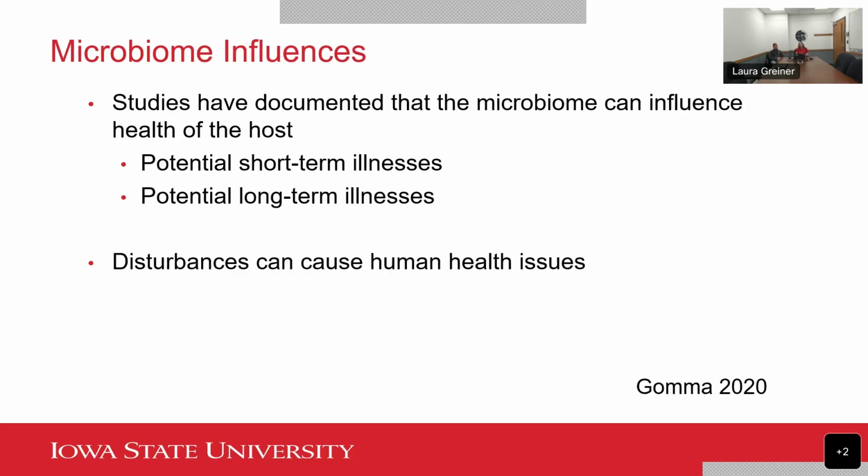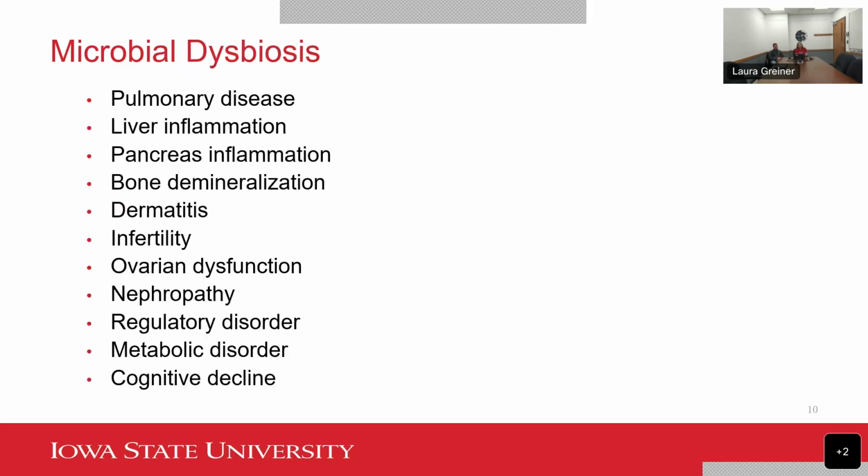So let's talk a little bit about the microbiome influence. The microbiomes actually have been shown to have both potential impacts on short-term and long-term illnesses. And we do know that disturbances with the microbiome can cause human health issues. Some of the issues that are related to microbiome dysbiosis will be things like pulmonary disease, liver inflammation, ovarian dysfunction, metabolic disorders, and even cognitive decline can be associated with microbiome dysbiosis.